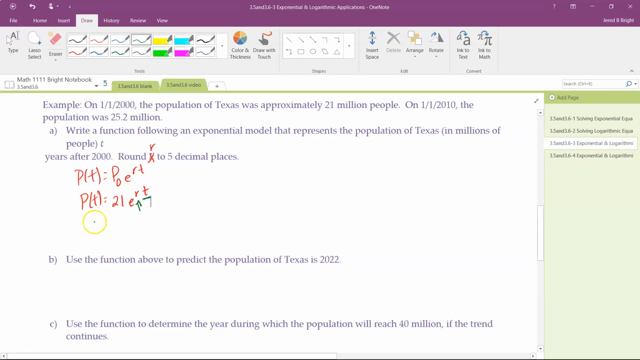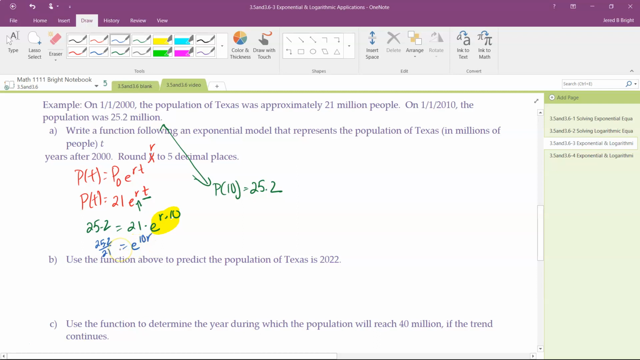If I look at this data point, that's the same as saying P of 10 is 25.2. So instead of writing P of t, I'm going to say 25.2 is equal to 21 times e to the r times 10. This is an exponential equation, so I need to isolate the exponential. That's my general process. So I have 25.2 over 21 is equal to e to the 10r.